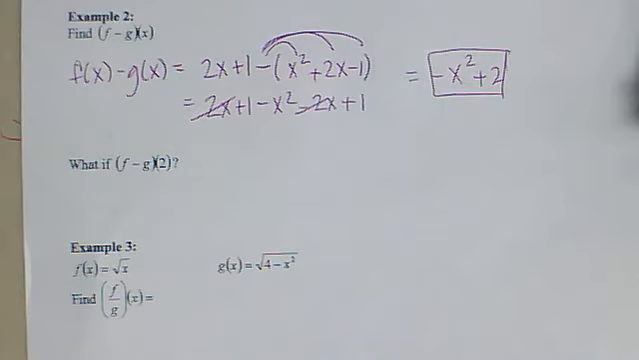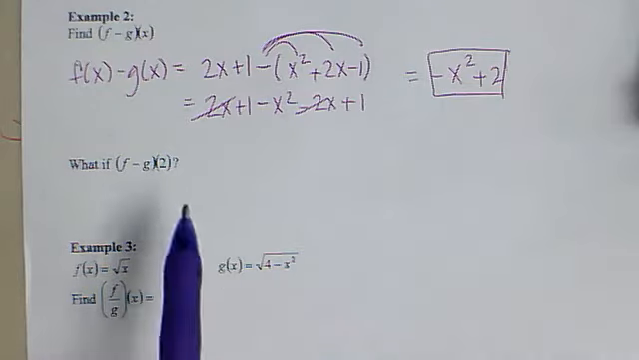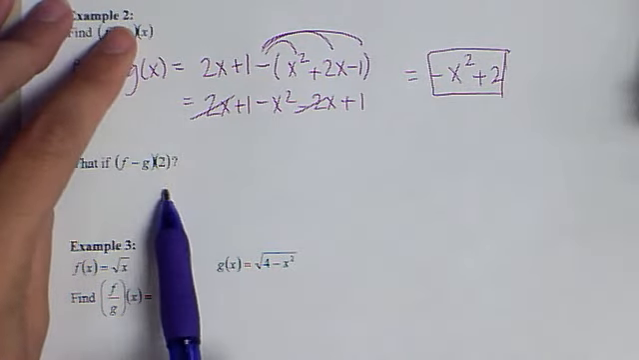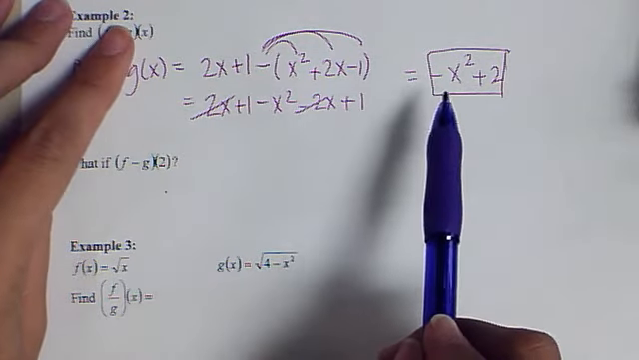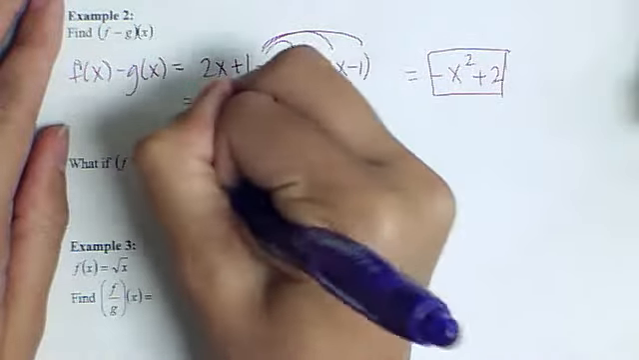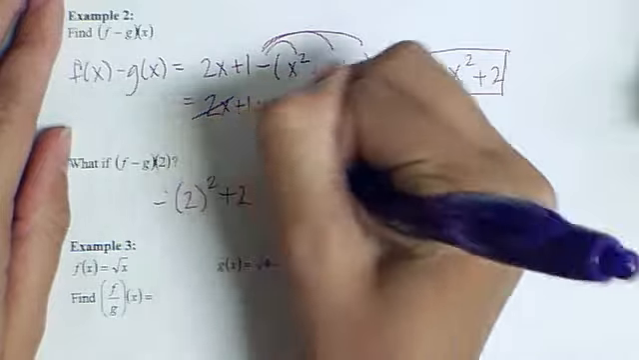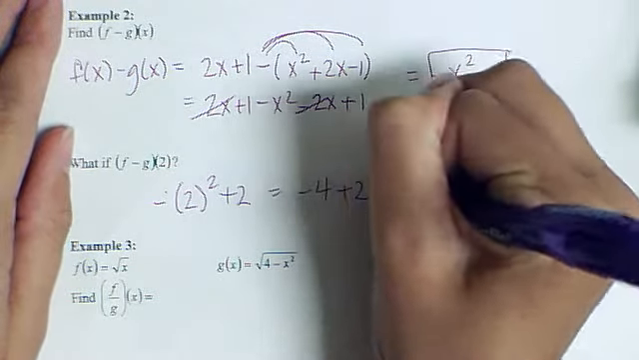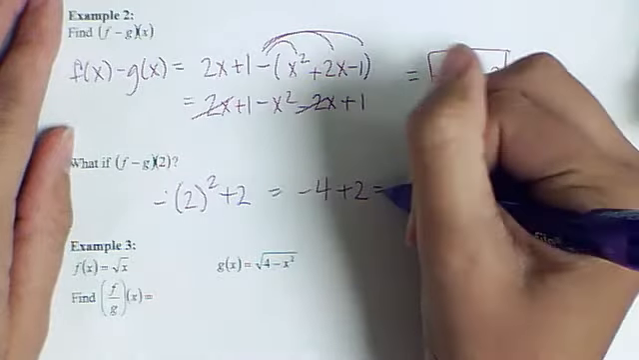The next question says, what if I'm doing f minus g of 2? You'll notice the only difference here is that I'm replacing x with 2. So now I'm going to look back at this function and put 2 where I see x. So I'm going to do negative, in place of x, 2 squared plus 2. 2 squared is 4, and then reattach the negative, plus 2 is negative 2.